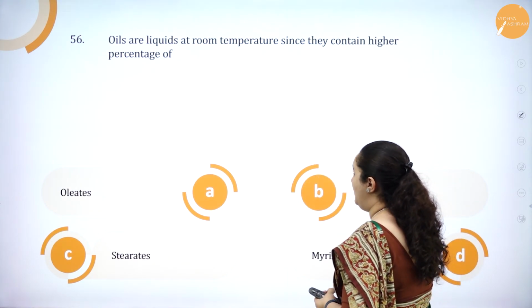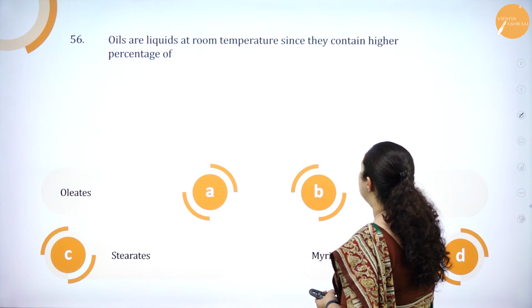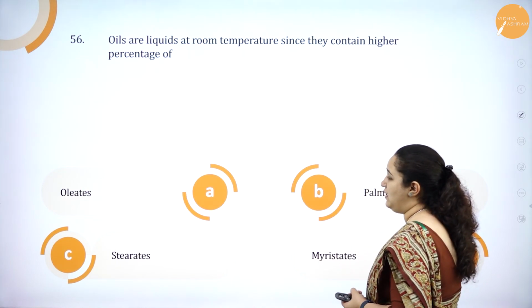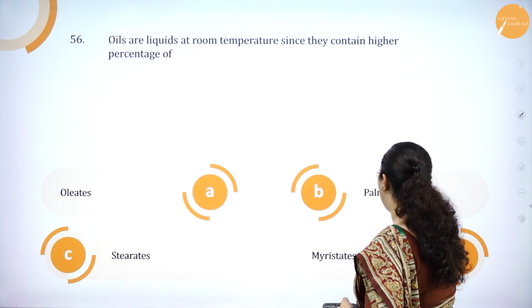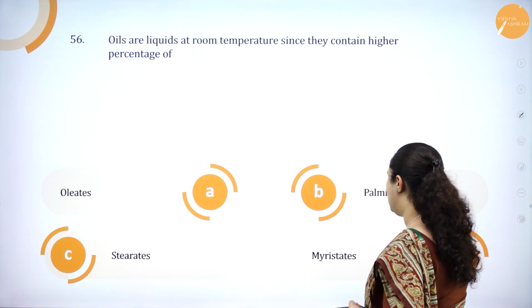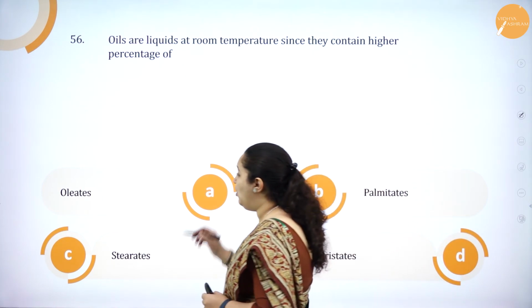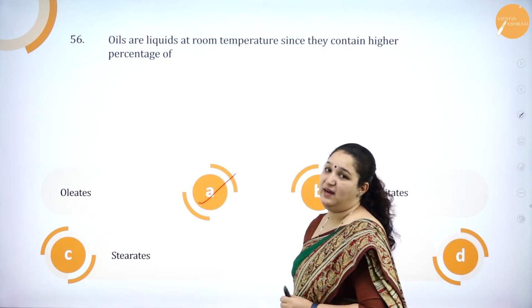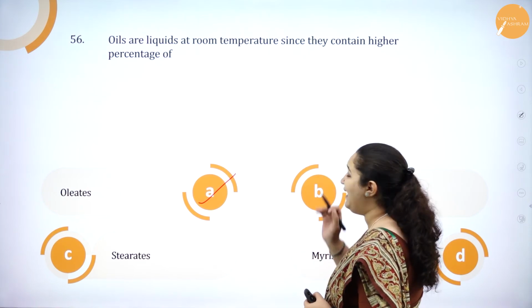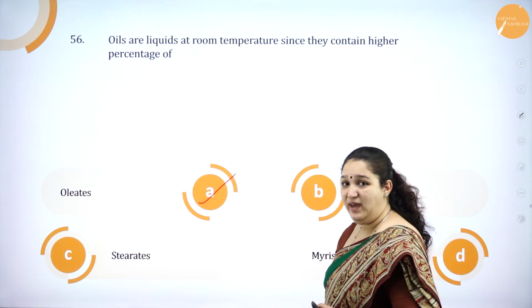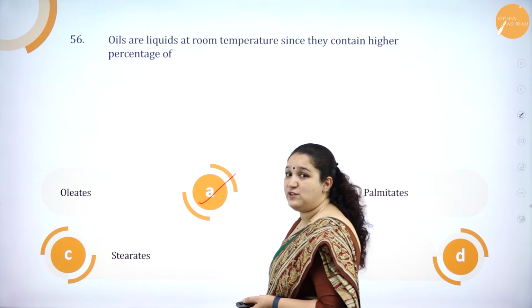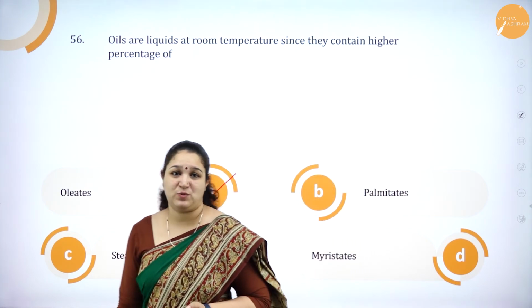Oils are liquids at room temperature since they contain higher percentage of oleates, palmitates, stearates and myristates. It is because of the presence of oleates that it is liquid at room temperature. Okay, so this is a fact which you need to know. Next question.